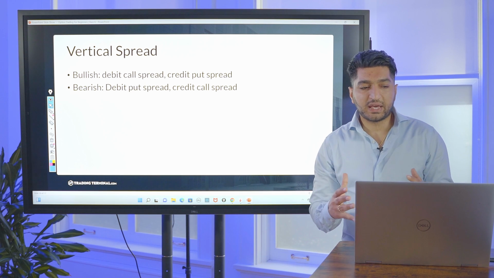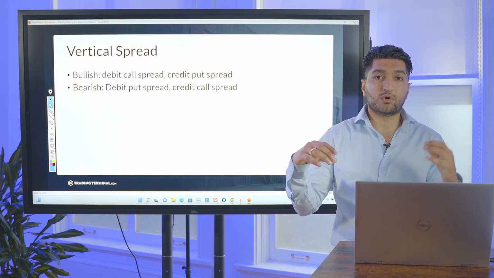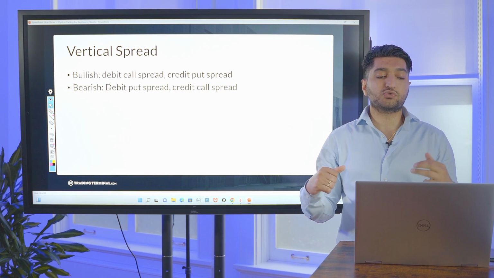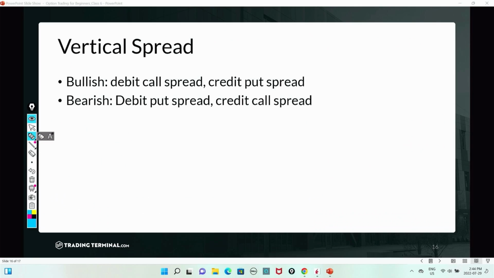So let's recap. In terms of vertical spreads, you could do them debit or credit, and you can look at them bullish or bearish. If you want to look at bullish spreads, you have the debit call spread. When do you use debit call spreads? When you're betting on the speed, when you think the move is going to be very fast and it's going to be a vicious move.